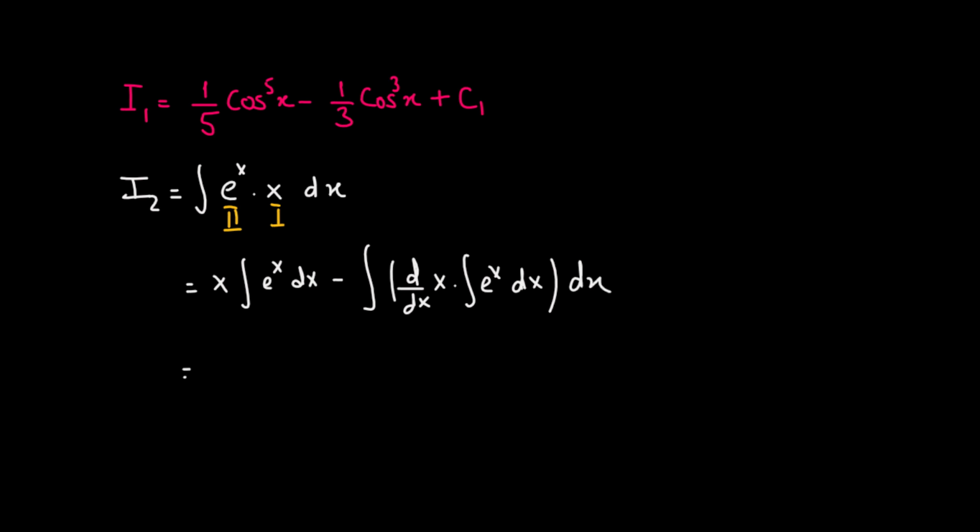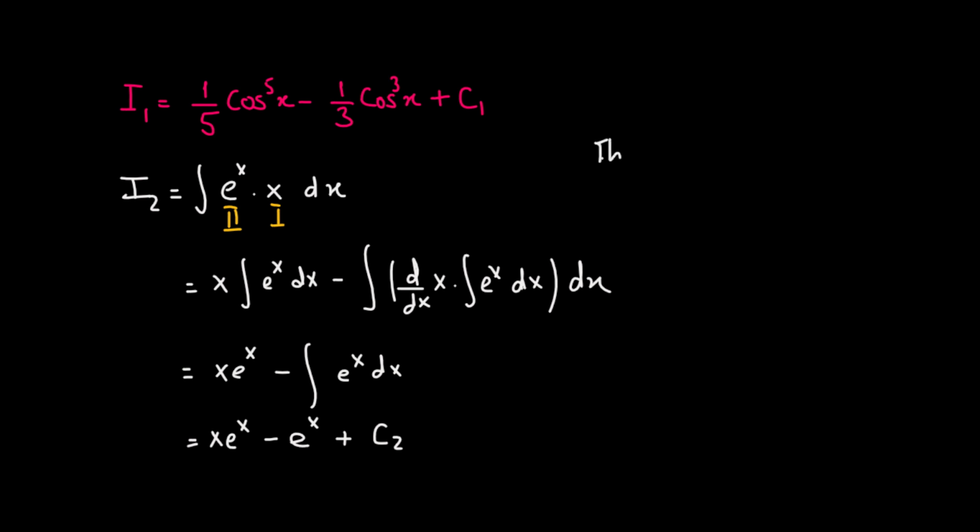Which gives us x times e raised to the power of x minus the integral of the derivative of x with respect to x, which is 1, times the integral of the exponential function, which is the function itself, whole integrated with respect to x. And so that should give us x e raised to the power of x minus e raised to the power of x plus the constant of integration c2.